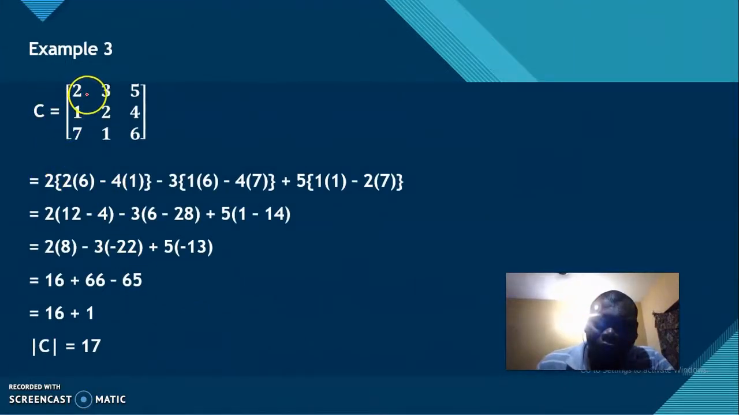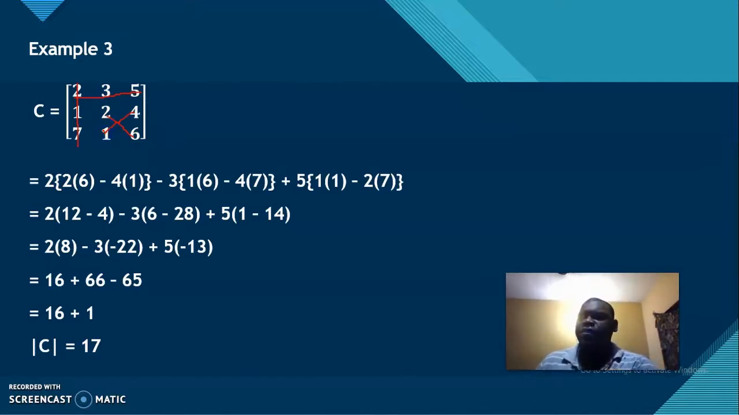The same method, just take out the first element, that is the first column here. Once you take it away, and the first column, so now for this particular element of 2, we have the 2 by 2 matrix of 2, 4, 1, 6. So now 2 times 6 minus 4 times 1.